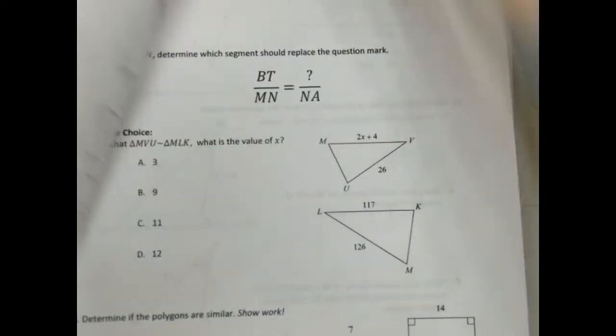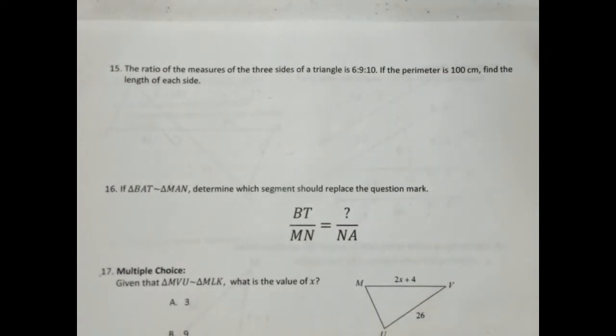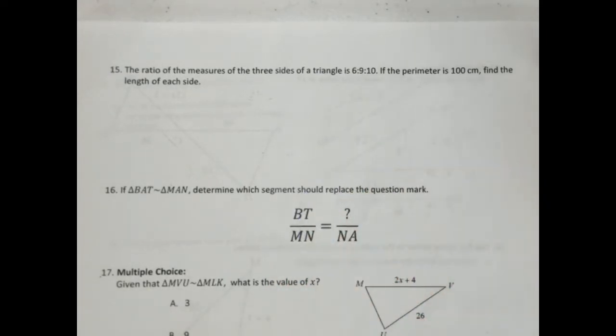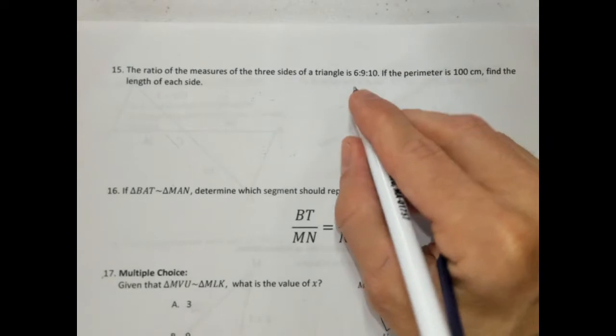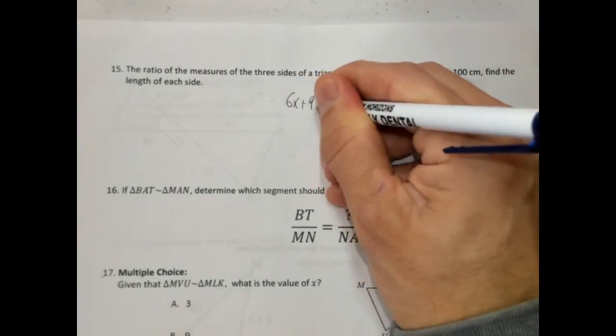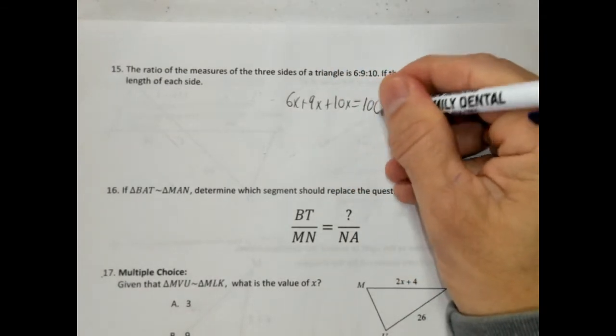Let's see what else we got. All right, so number 15. So this is a similar problem. The ratio of the measures of the sides of a triangle are 6, 9, 10. The perimeter is 100. Okay, so remember the perimeter is when you add things up, right? So this is actually pretty similar to the previous problem. So these three values along with the variable add up to the perimeter. So 6x plus 9x plus 10x equals the perimeter, which is 100 centimeters.